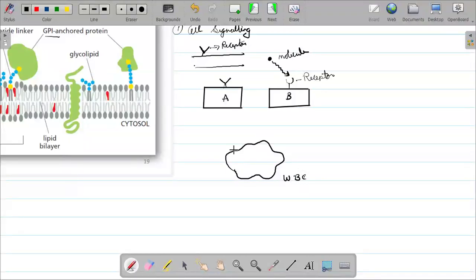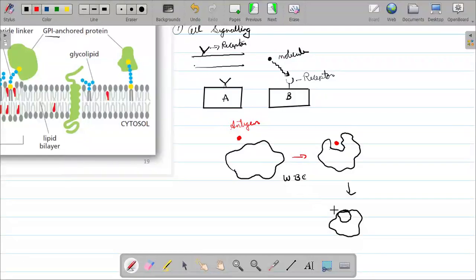When the WBC engulfs any foreign particle, if this is an antigen encountering your body, false feet will be formed by the WBC. In this false feet, the foreign particle will be embedded. Following this, the foreign particle will be completely covered by the membrane. This process is called endocytosis.